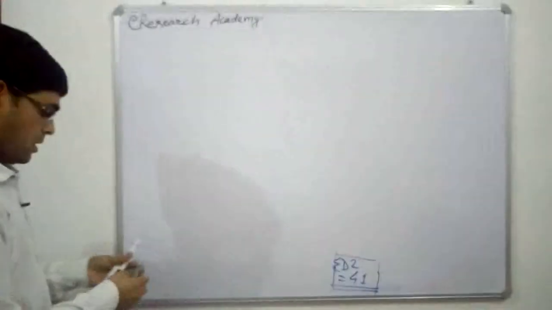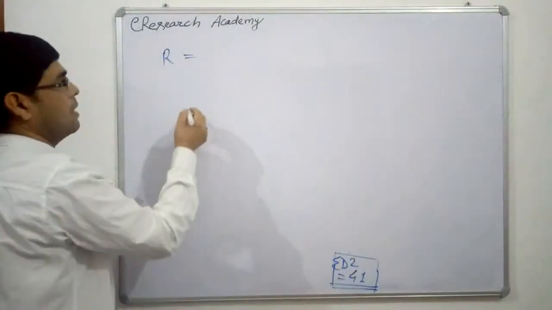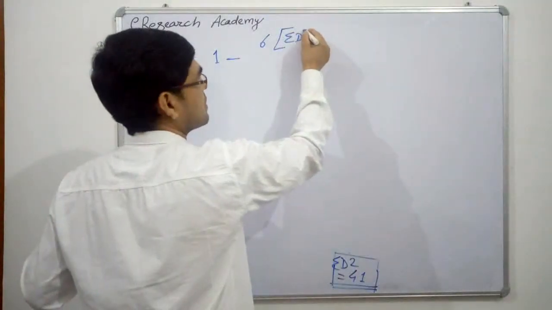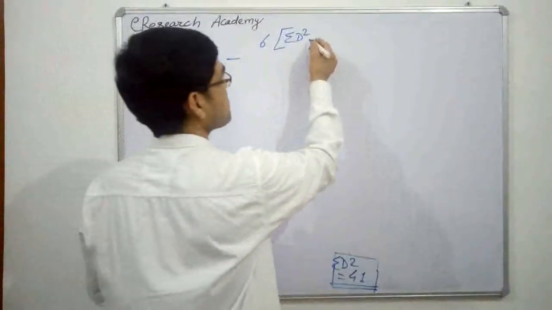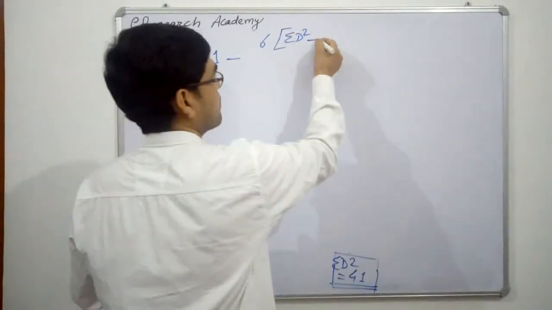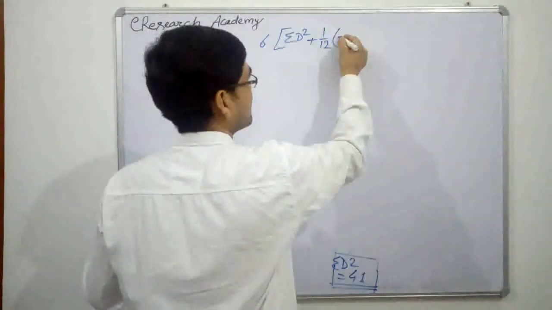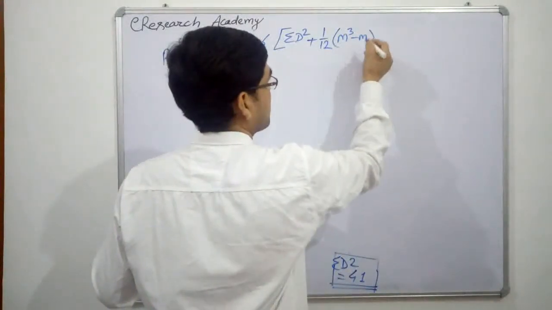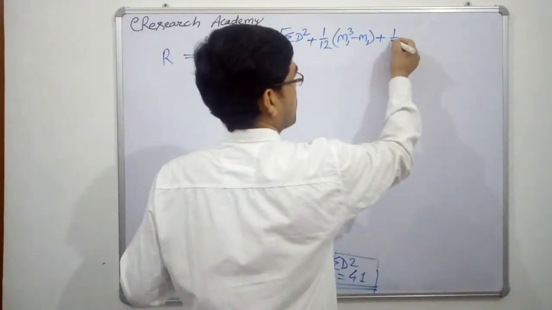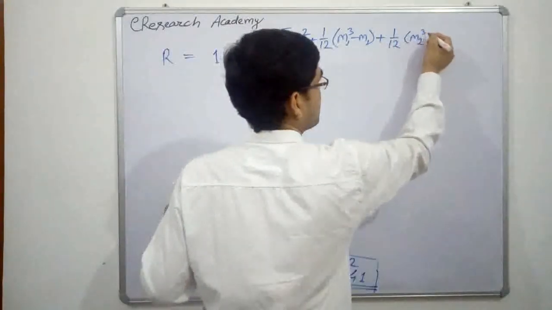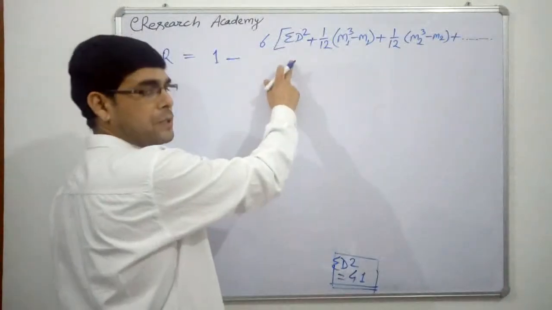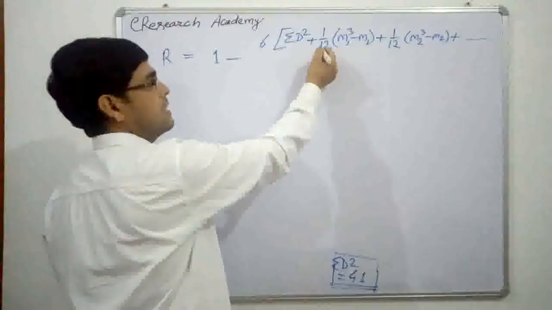So the formula becomes r equal to 1 minus 6 sigma d square plus 1 by 12 m1 cube minus m1, plus 1 by 12 m2 cube minus m2, plus so on up to the last or total number of repeated items.